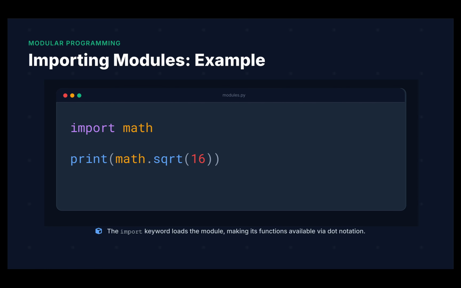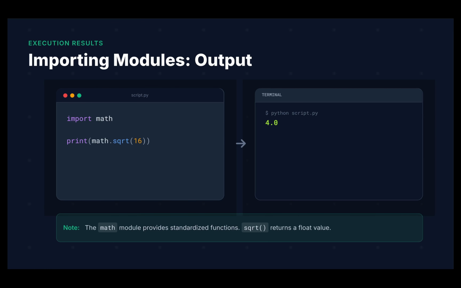This is like the first practical step in using code written elsewhere. The output 4.0, a float, confirms that square root returns a float. This is a nice simple example because it shows both how importing works and how a standard library function can be called directly once the module is loaded.